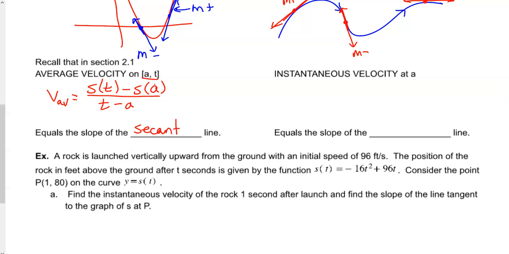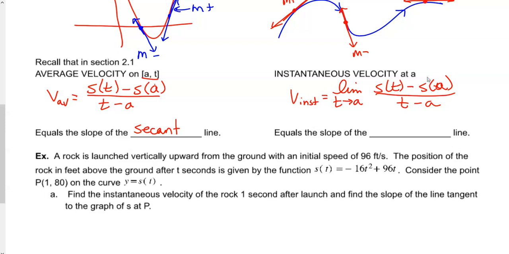A secant line, don't forget, is one that intersects a graph in two places. And so the instantaneous velocity at a is now bringing in the idea of calculus, where we are taking the limit as our t value goes to a of exactly what we have over here for our average velocity: S of t minus S of a, all over t minus a. And so here's the idea of that calculus part.